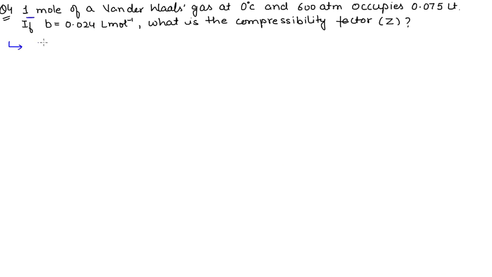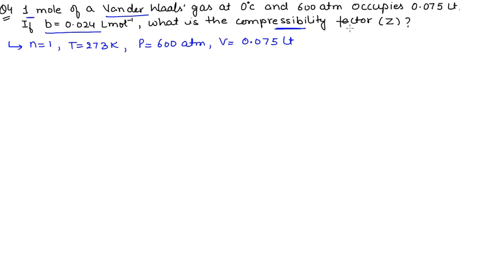Okay, so in this problem, the given factors are number of moles is 1 of a van der Waals gas at temperature of 273 Kelvin. We always take temperature in kelvins. Pressure is given to be 600 atmosphere and volume is, sorry, 0.075 liters. Now they've also mentioned the van der Waals constant B, and we have to solve for the compressibility factor.